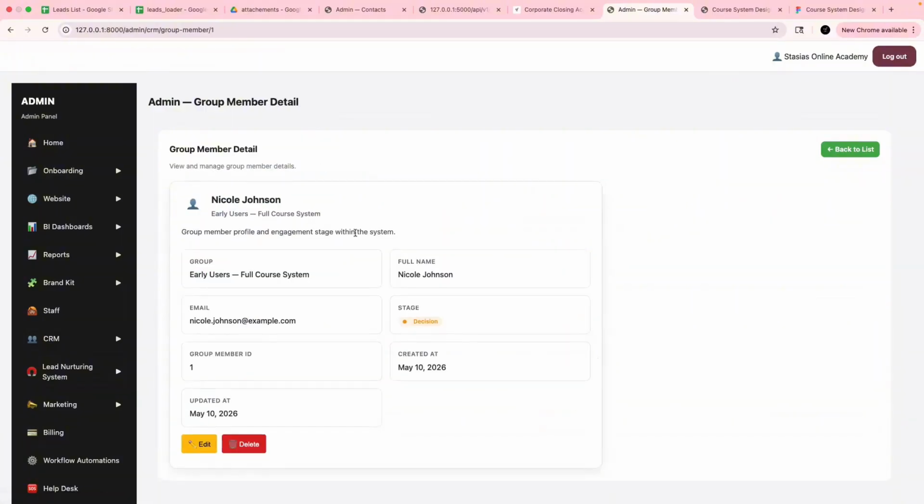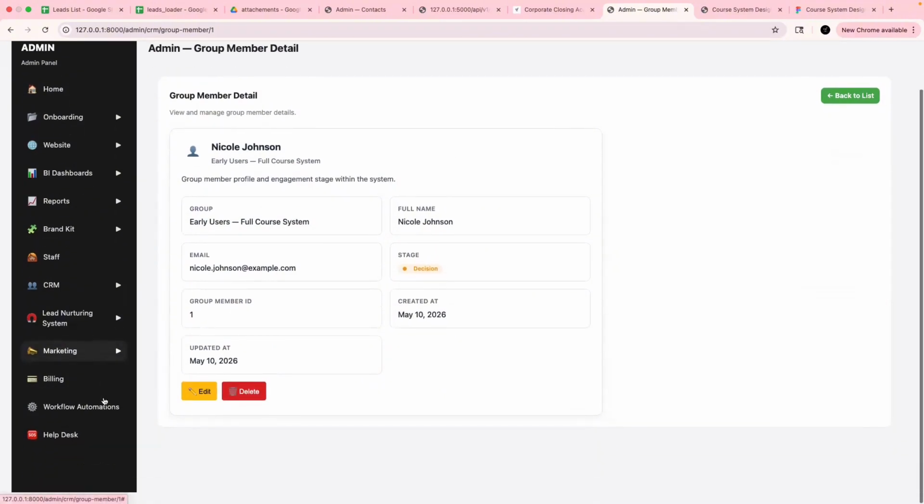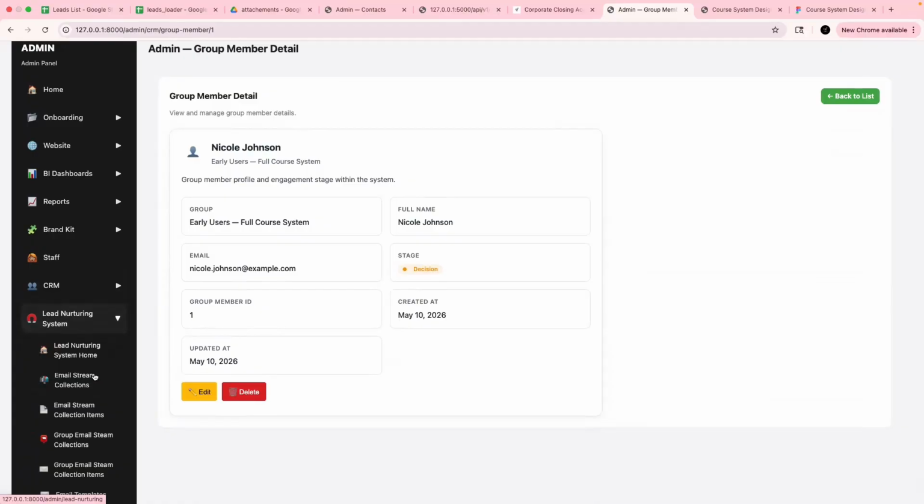If we look at Dominique, or if we look at Nicole, for example, it shows what stage Nicole is in. And then Nicole belongs to a specific group. She belongs to the early users full course system and is in the decision phase. What that means is, if we go to, where is this configured?